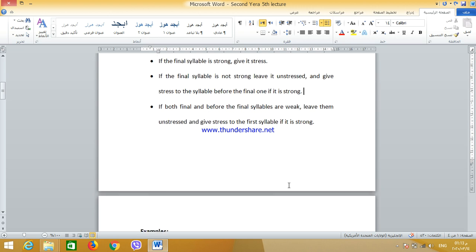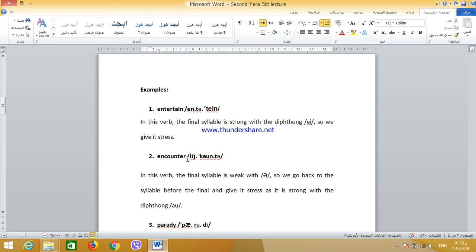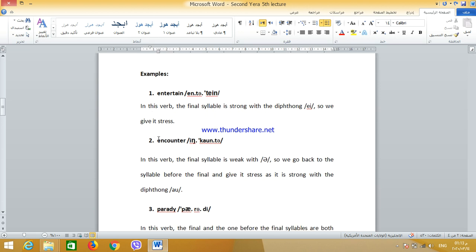This is with verbs. Now, if we take these examples, the verb entertain. So how many syllables do we have here? 1, 2, 3 syllables. Now we start looking at the final one. This is the rule, because entertain is a verb. In this verb, the final syllable is strong with the diphthong. So directly give it stress, and that's all.